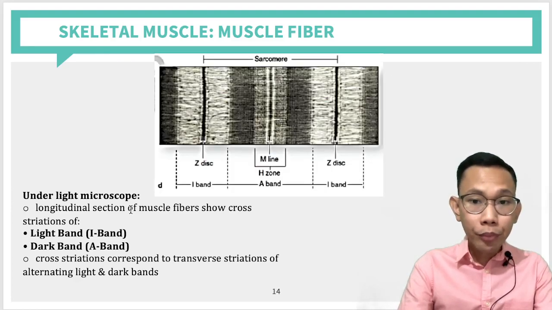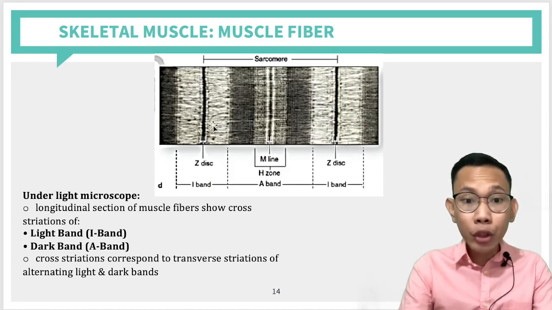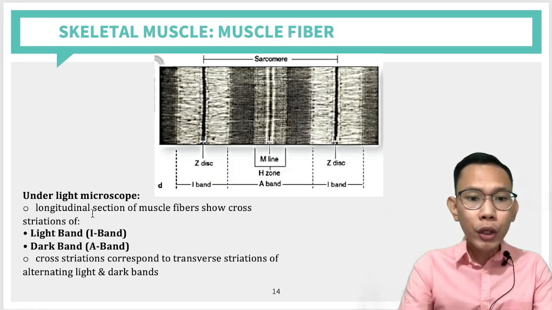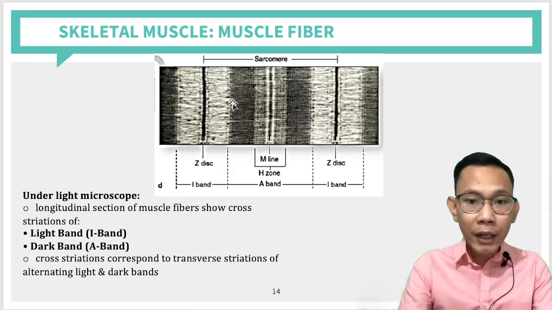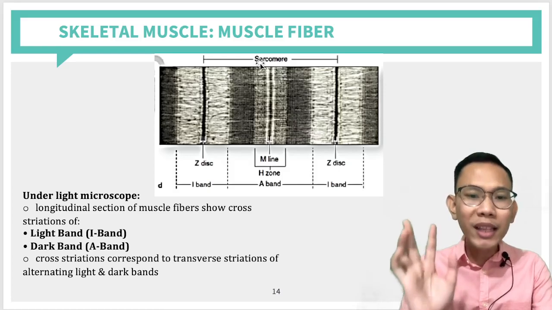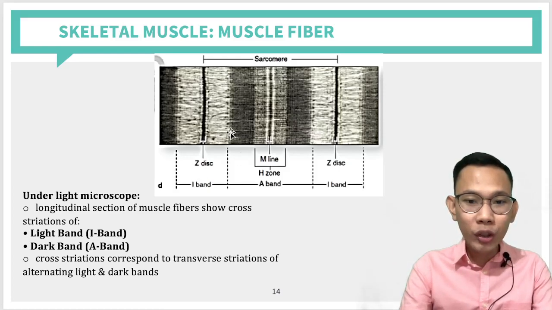Again, we have a better picture to see under the light microscope. Your longitudinal section shows the striations of your light band. Your light band is represented by your I band, from this part up to this part. This is your I band, and now your dark band. That's why it's called the dark band, because it's darker. From this area up to this area, this is your A band. Now let's proceed with the different structures: your Z disc, M line, H zone, and so on.